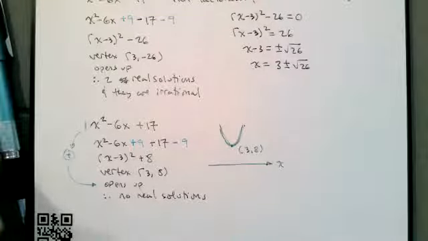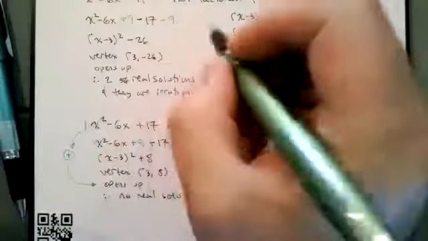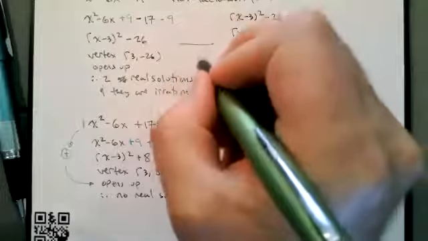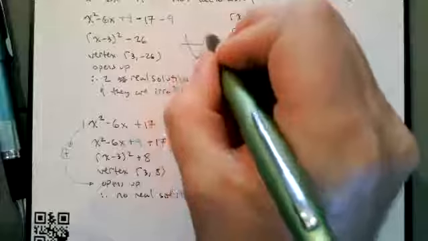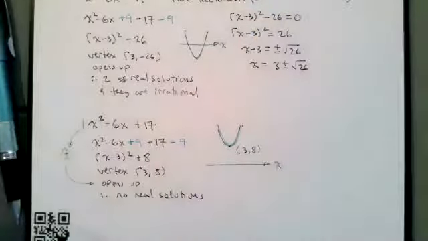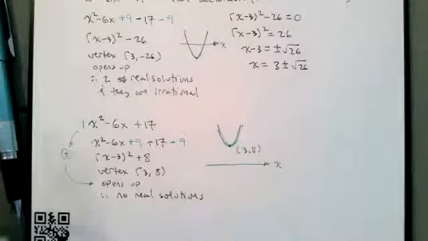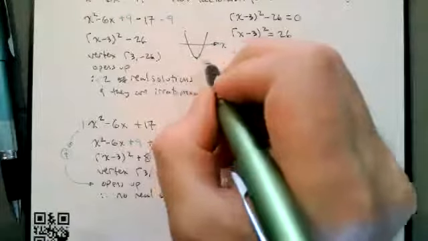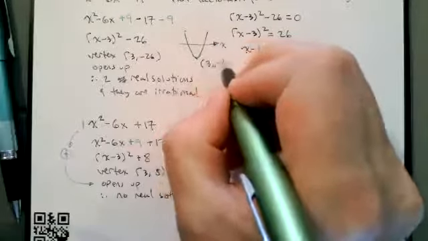Right, thanks. So in the previous one, it opens up. The vertex is at 3, -26, so it's way down here, and the parabola opens up. So that tells us that we're going to have 2 real solutions. Oh, okay. The fact that 26 is not a perfect square tells us that they're going to be irrational. Okay, got it. Thanks, Professor Leach.